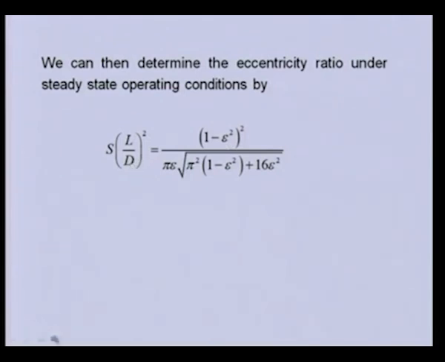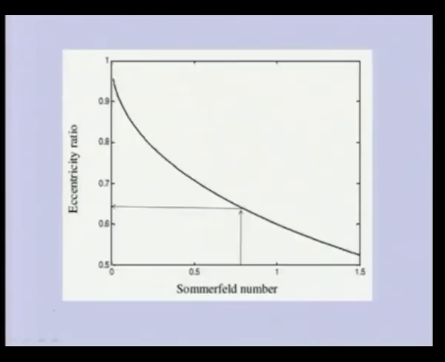So, basically if we plot these two, Sommerfeld number with the epsilon, we will get a curve like this. So, Sommerfeld number and eccentricity ratio epsilon. So, this is the curve. So, for a particular bearing we can calculate the Sommerfeld number. From this plot we can interpolate what will be the epsilon value for that particular bearing, and once we know the epsilon, we can put it in the stiffness and damping coefficient expressions to get the property of that. So, this is the procedure generally we follow for calculating the stiffness and damping coefficients of the bearing.